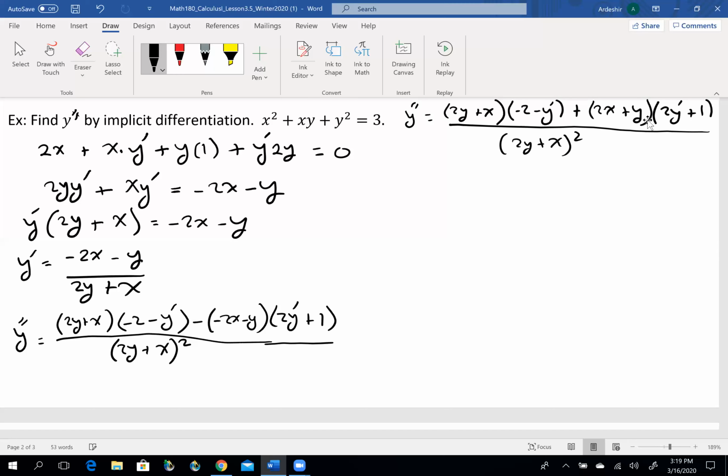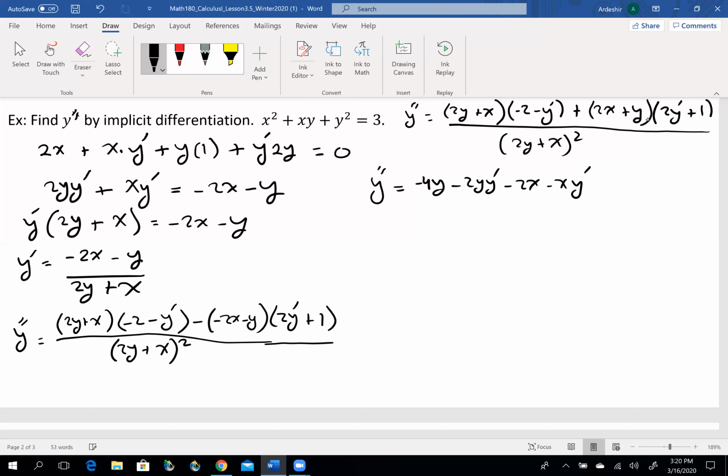Now I'm going to distribute, I'm going to multiply both parentheses, plus the second both parentheses, and see what happens. So it's going to be y double prime. 2y times negative 2 is going to be negative 4y, and then minus 2y y prime, minus 2x. Negative 2 times x is going to be minus 2x. And finally, minus xy prime. So negative 4y minus 2y y prime minus 2x minus xy prime.